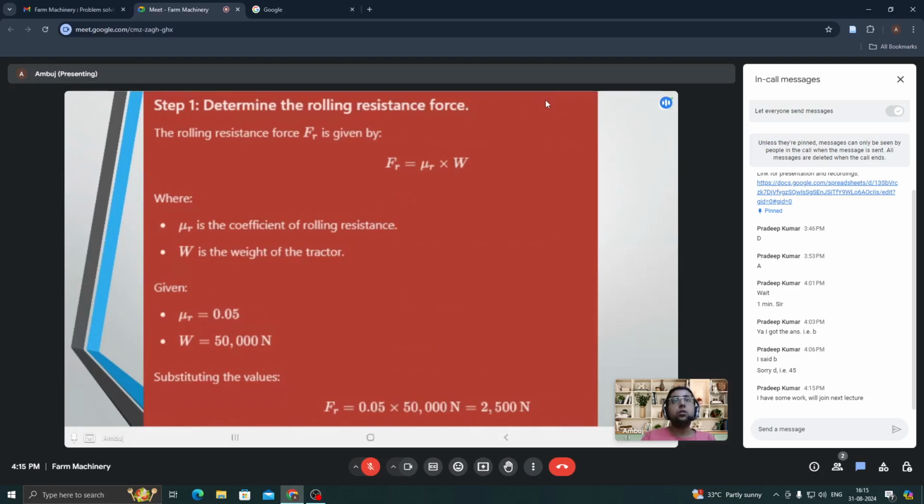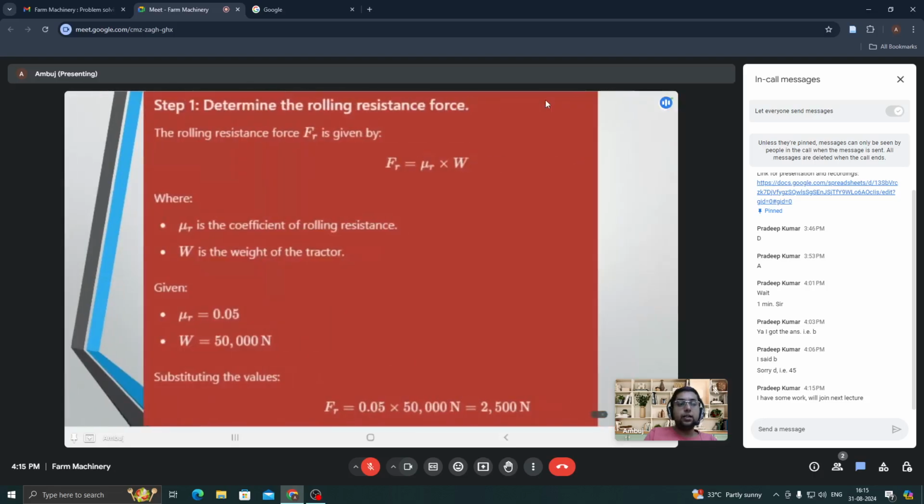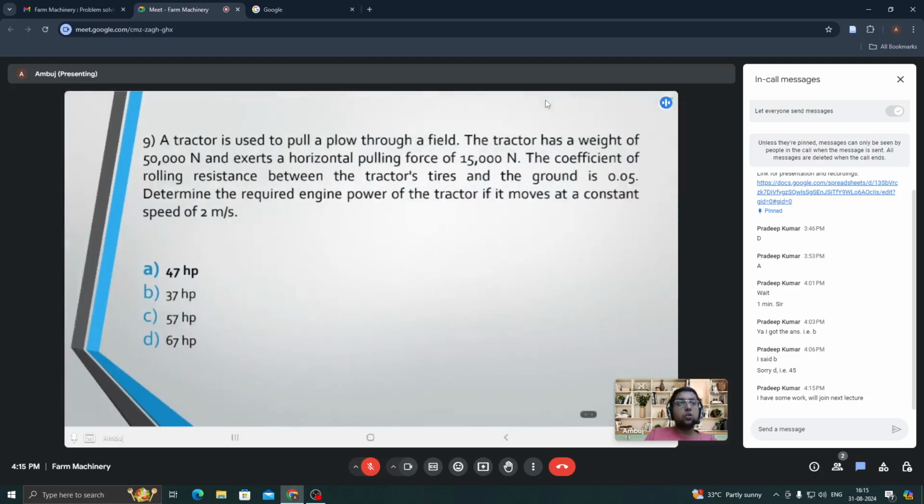First, you have to determine the rolling resistance force. I already gave you the coefficient of rolling resistance and the net weight. So you have to calculate the rolling resistance, that is given by mu r into W. Rolling resistance plus the horizontal pulling force, the sum of that multiplied by velocity will give me the power. And then I'll calculate it in HP by dividing by 746.